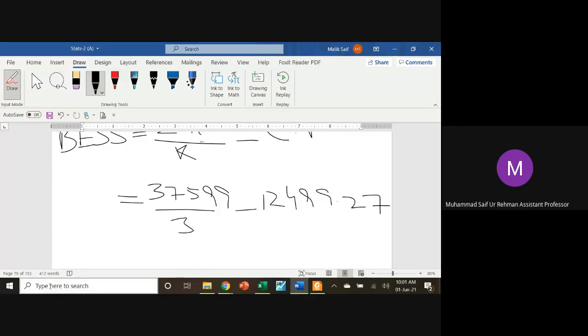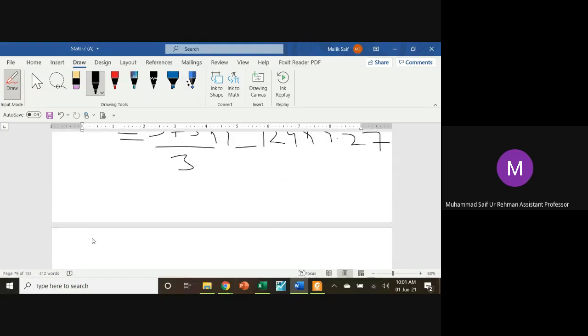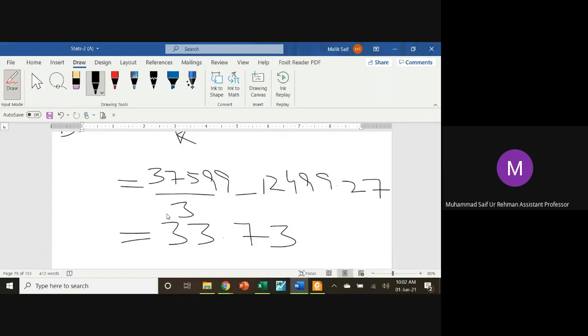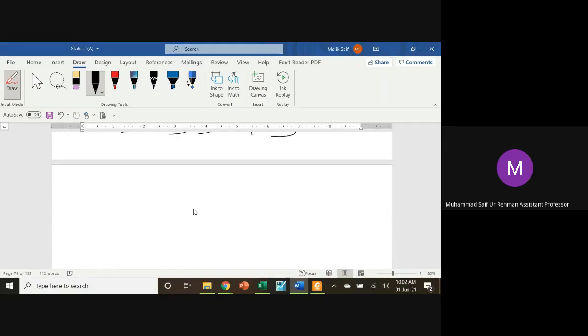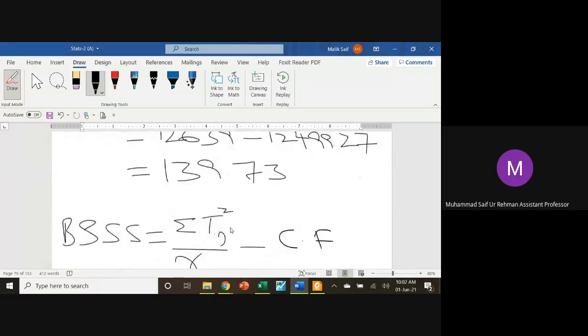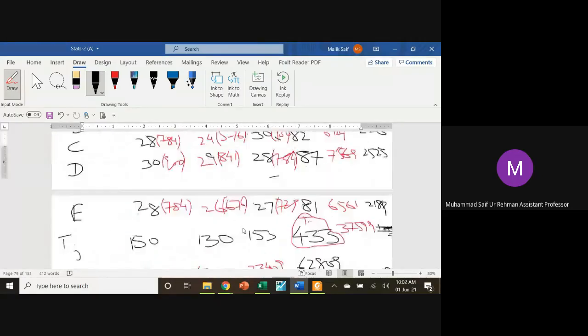Okay, so see what is the answer. Quickly, boys. 33.73. Very good. So this is your variation between employees, right? You have found the variation between employees. Now you are interested in finding out the variation within employees or variation within shifts.